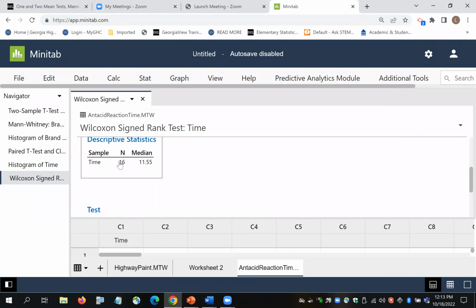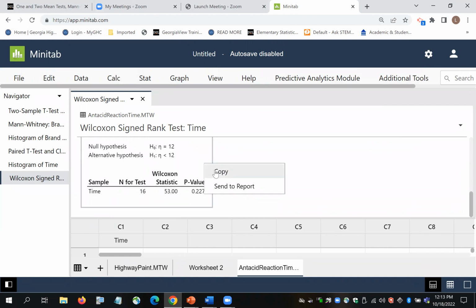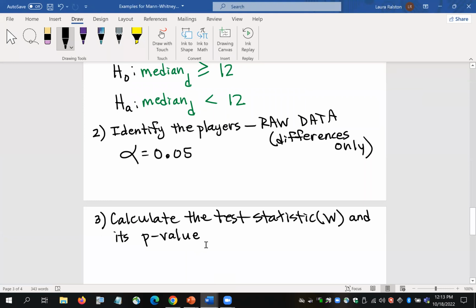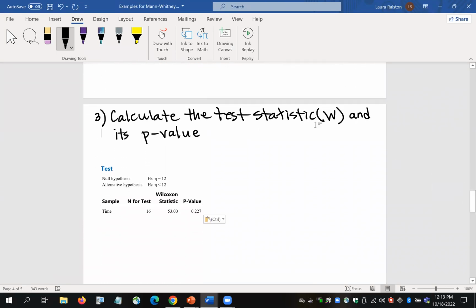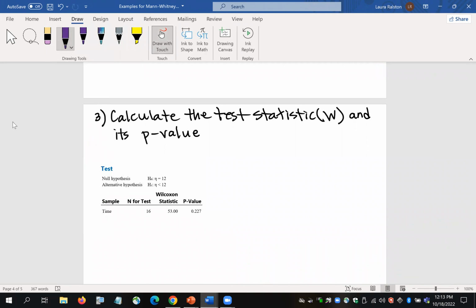Again, it calculates, if I needed it, the sample size and the median for the sample. And then it gives me my test statistic and the corresponding p-value, just like it always does under test. So my Wilcoxon statistic, the W, is 53. The P is 0.227.